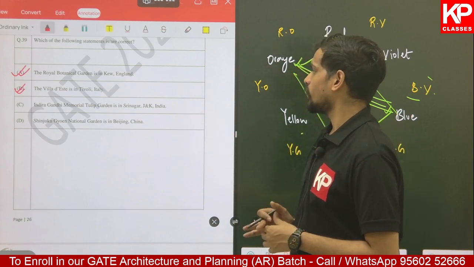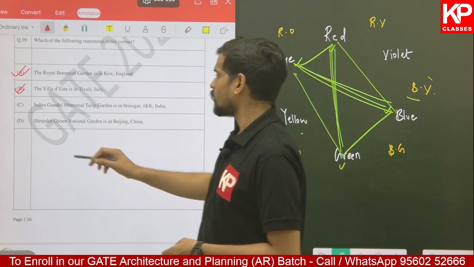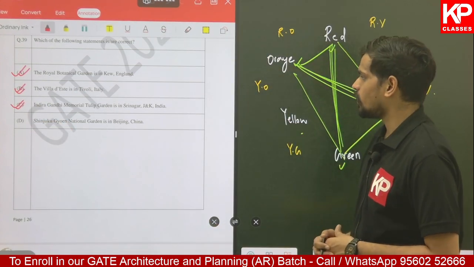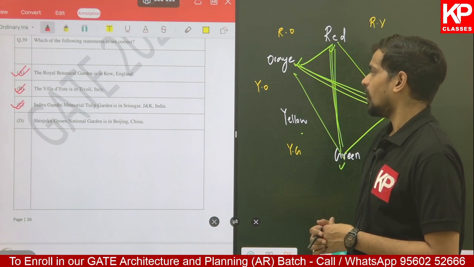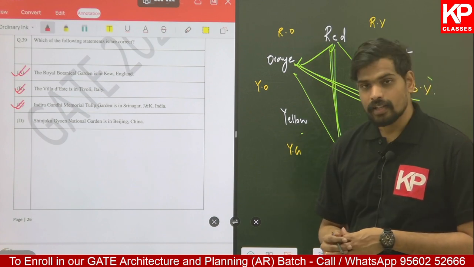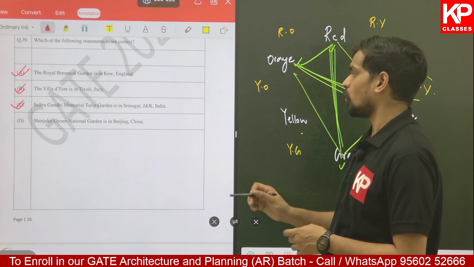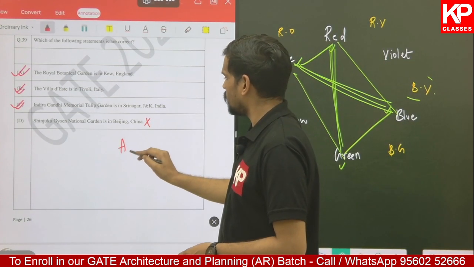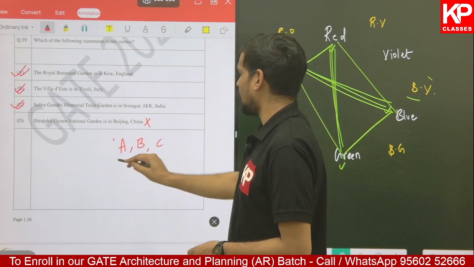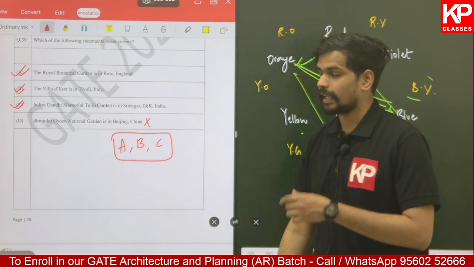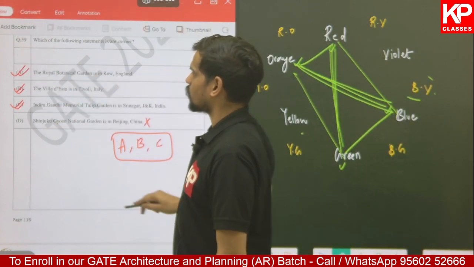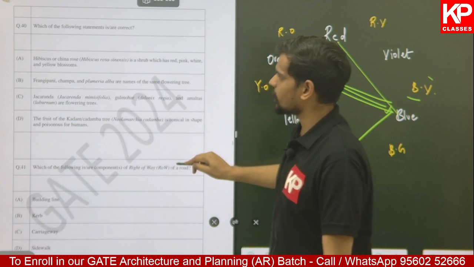Indira Gandhi Memorial Tulip Garden is in Srinagar, Jammu Kashmir. That also is a correct option. Shinjuku Gyoen National Garden is in Beijing, China. It's actually located in Japan. It's in Tokyo. So this is not a correct option. A, B, and C are the correct options for this multiple select question number 39, based on landscape architecture. The next one, question number 40.